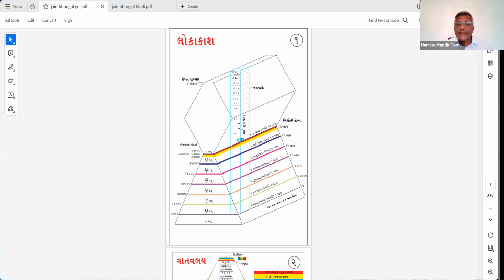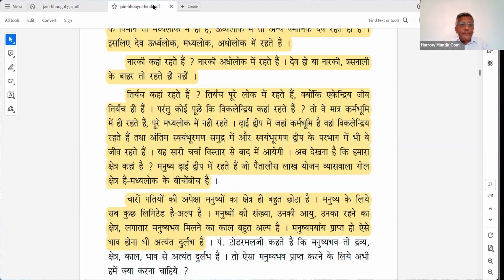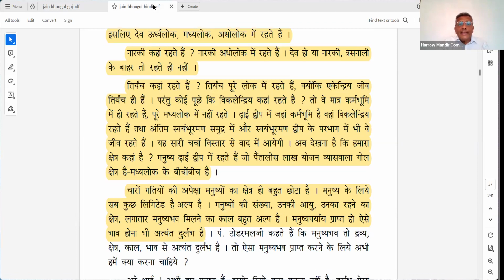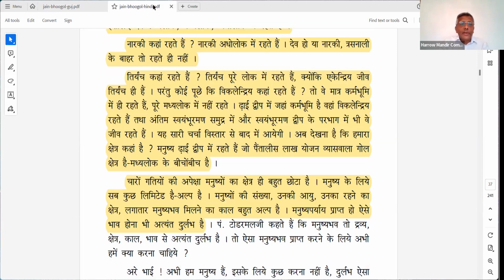So my next question, is that clear? Haji? Naji? Yes, good. So where do the Narkis live? In Adho lok? They live in Adho lok, the lower lok. That's where they reside, in the Adho lok. Yes. Okay. Dev ho ya narki tras nali ke bahar to rahte hi nahi. They only reside within the tras nali and not anywhere else.